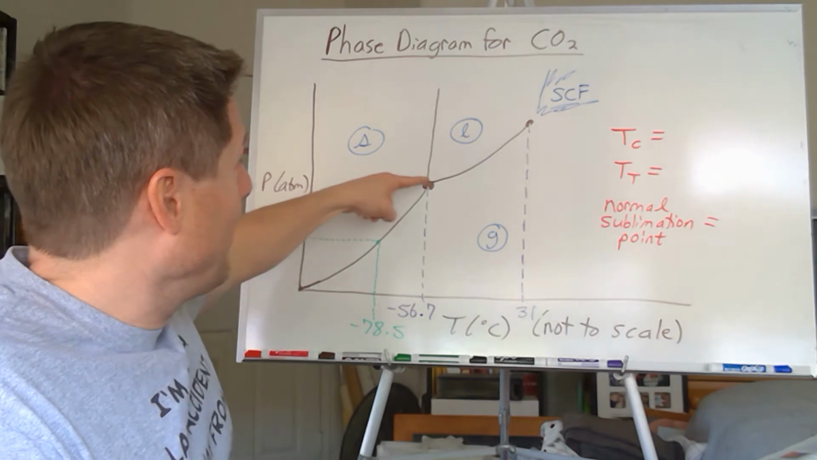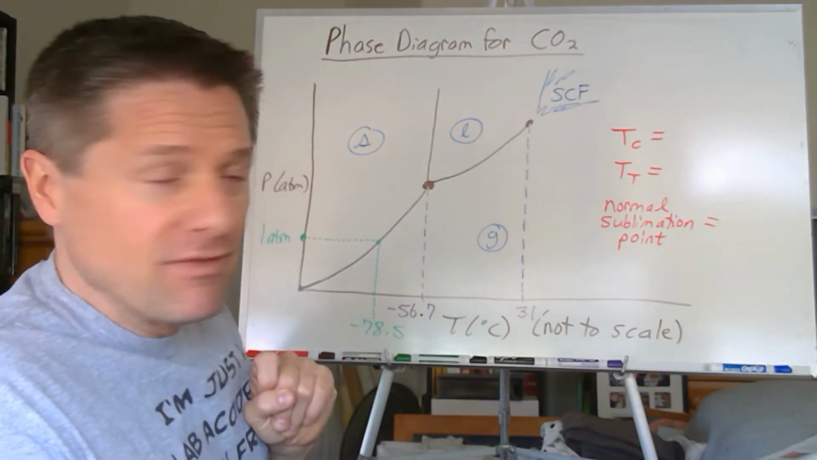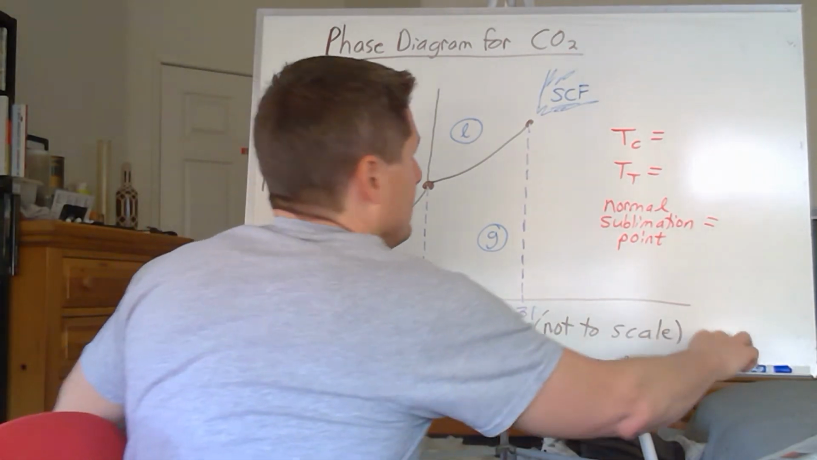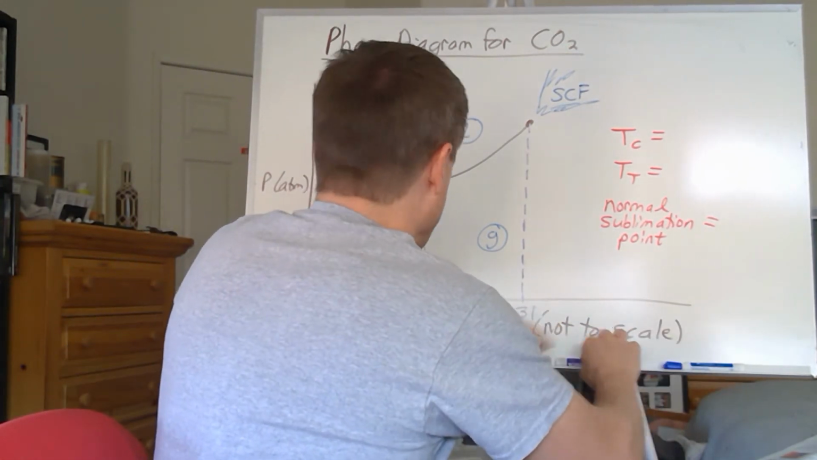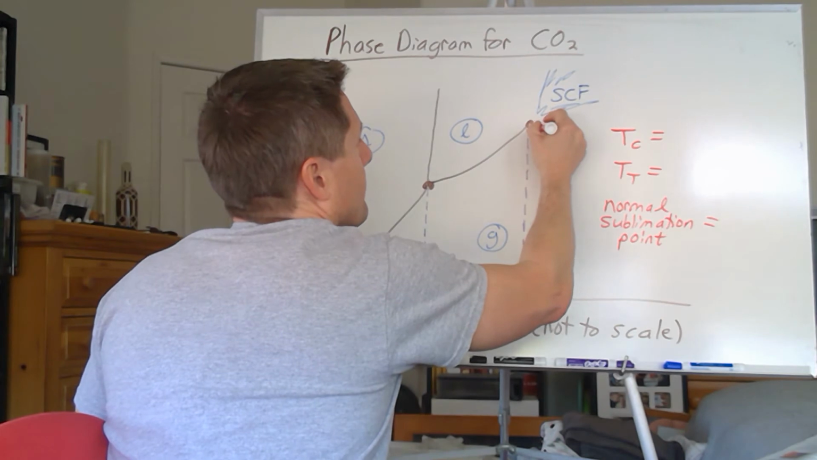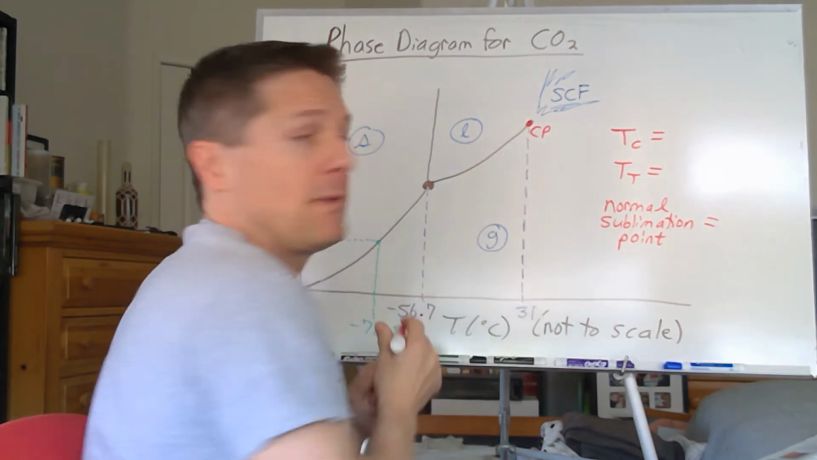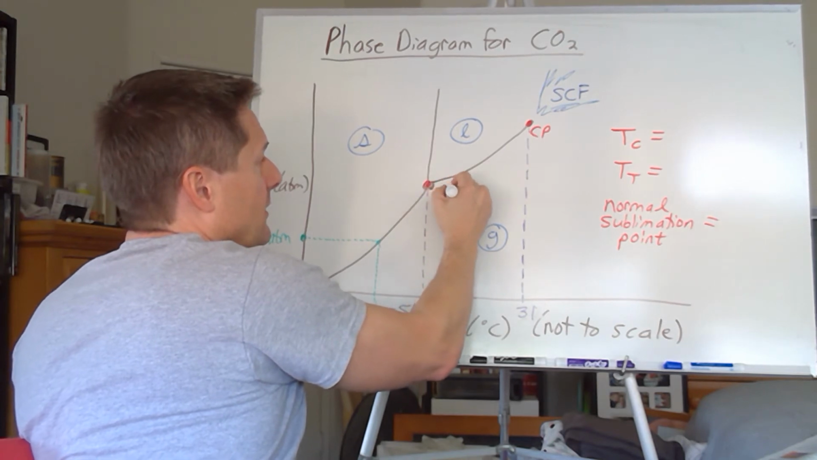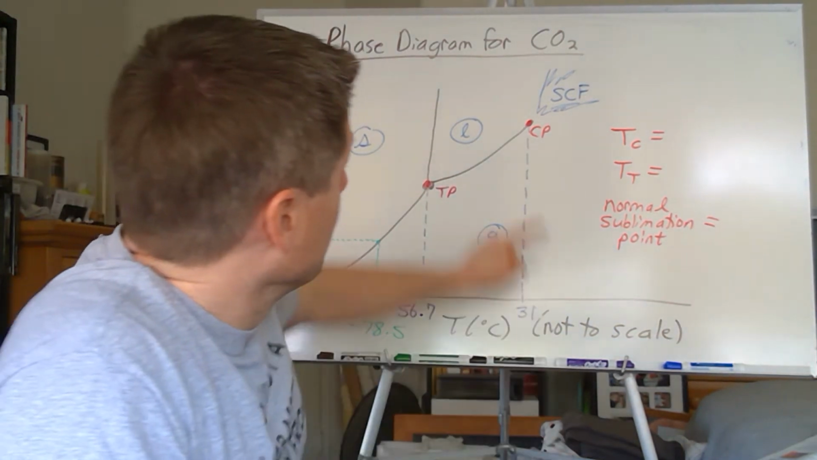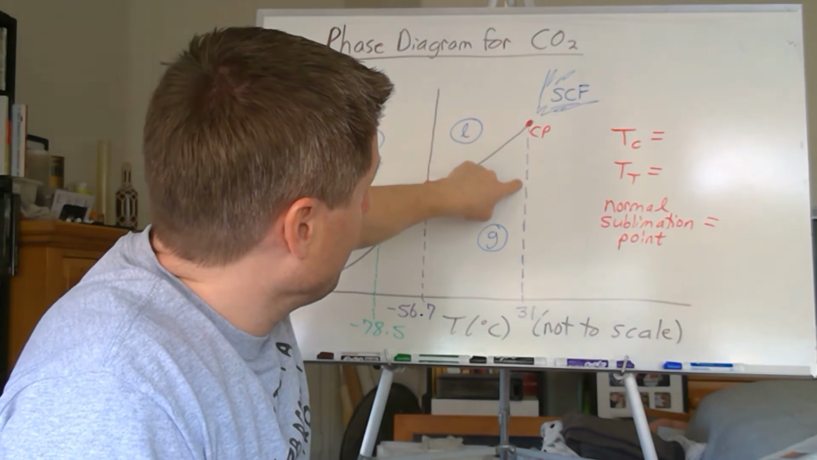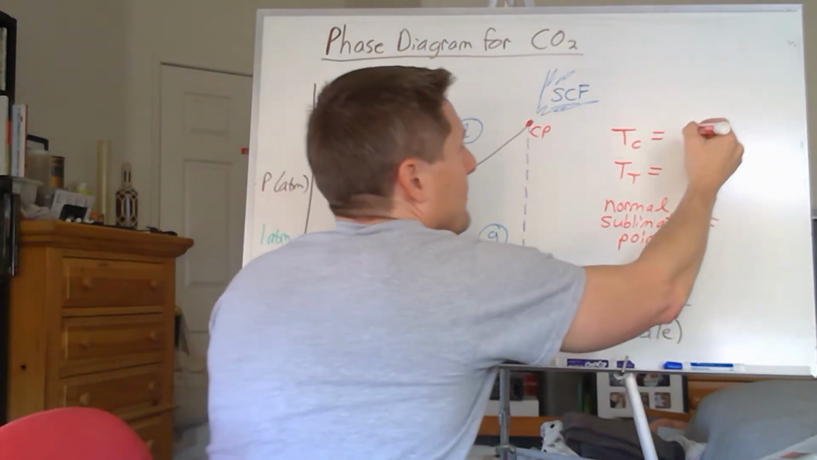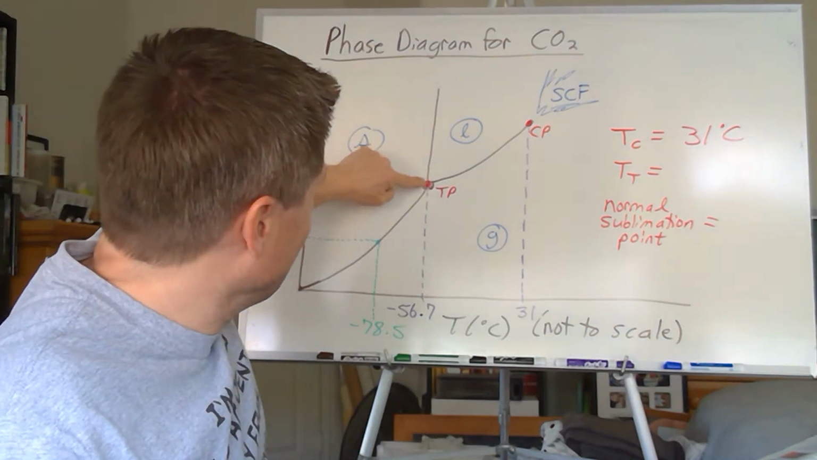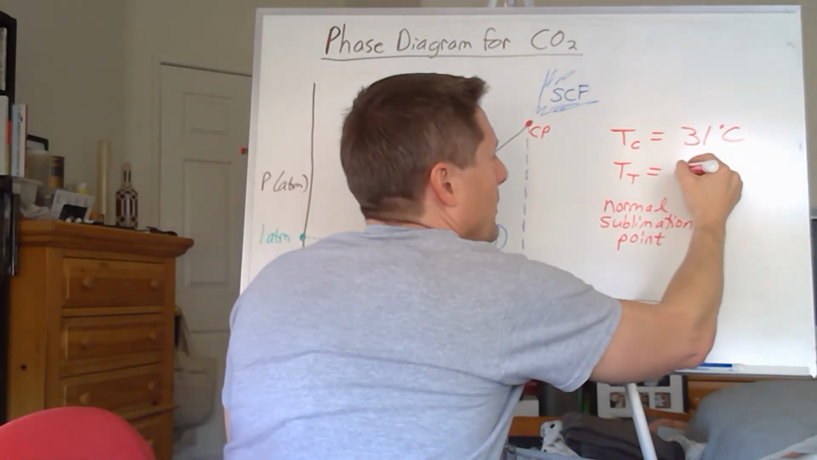Now remember, the critical point is the end of the vapor pressure curve. So that would be right here. So this is my critical point. Let's do that in red. So that's my critical point. This is where all three phases coexist. So that's my triple point right now. So if I take an isotherm down from the critical point, you'll hit about 31 degrees Celsius. Take the triple point, take an isotherm going down, negative 56.7.